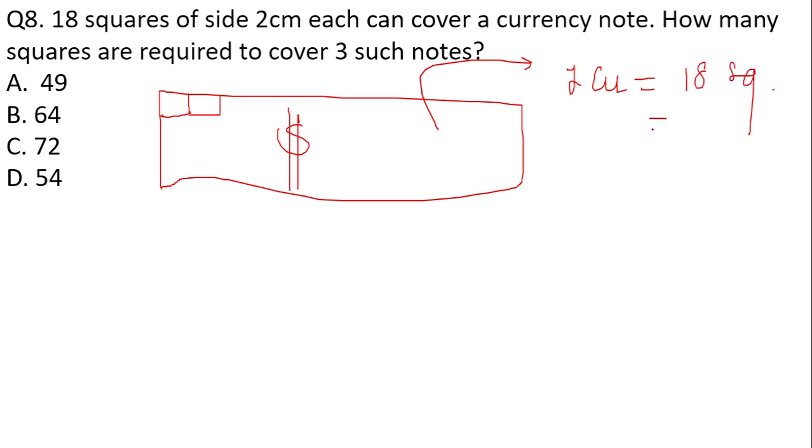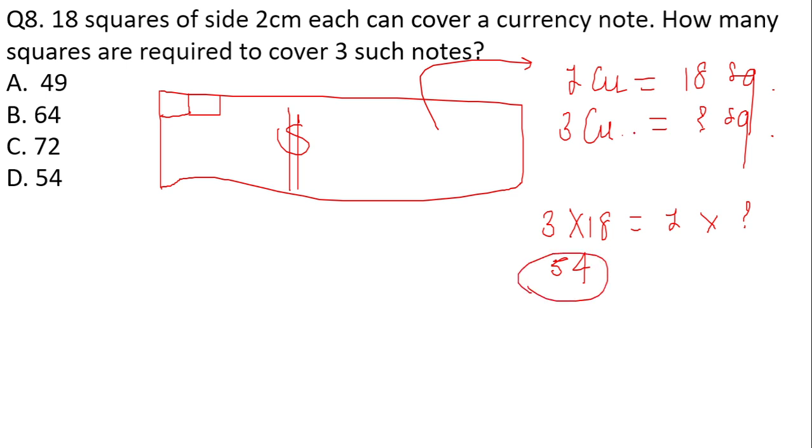So how many such squares are required to cover 3 currency notes? A very simple question. Take a cross multiplication. 3 into 18 will give me 1 into question mark. So the correct answer for the given question will be 18 into 3, 54. So to cover 3 such notes, we are going to require 54 squares. For one currency, 18 squares are required. For 3 such currencies, we will require 54. Very simple paper it was. Moving on to the next question.